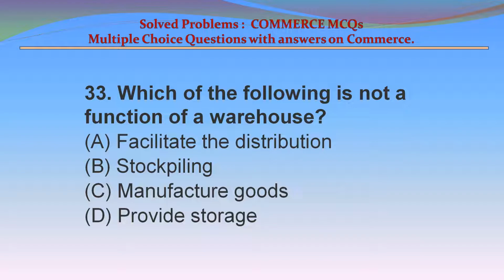33. Which of the following is not a function of a warehouse? Option A, facilitate the distribution. Option B, stock piling. Option C, manufacture goods. Option D, provide storage. Answer C, manufacturing goods.